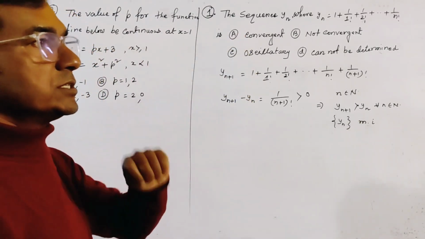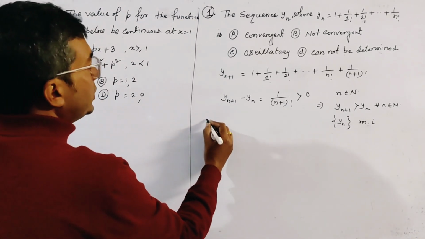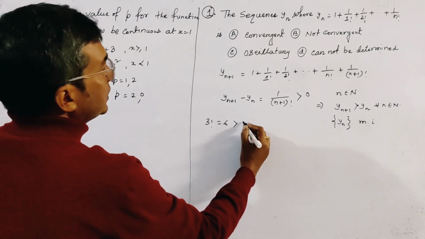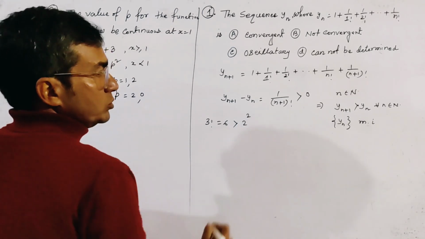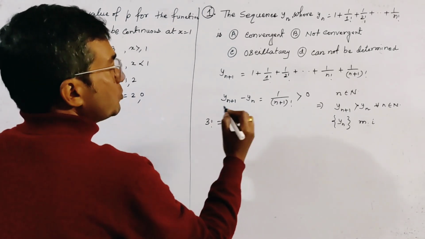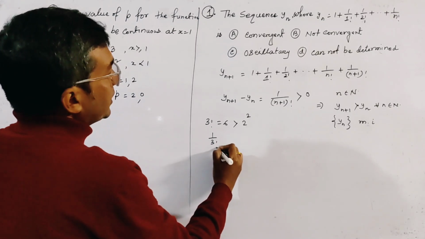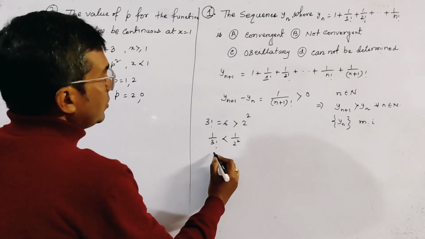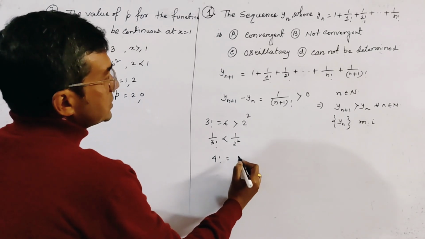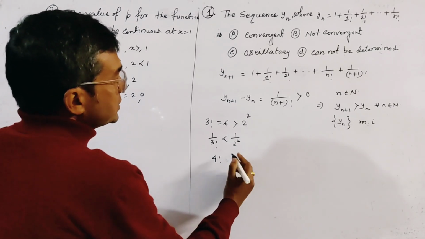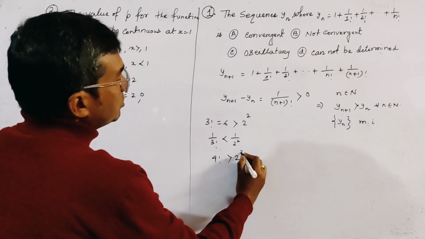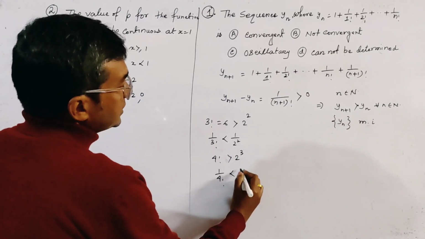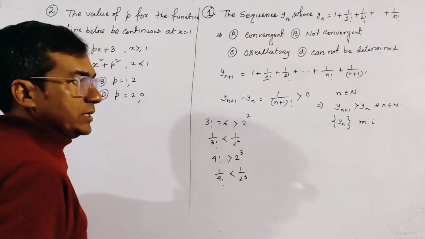Also we know that factorial 3 is equal to 6, and this is greater than 2 to the power 2, because this is 4. So 1 by 3 factorial is less than 1 by 2 to the power 2. Similarly, factorial 4 is 24, which is greater than 2 to the power 3, and we write 1 by 4 factorial less than 1 by 2 to the power 3.